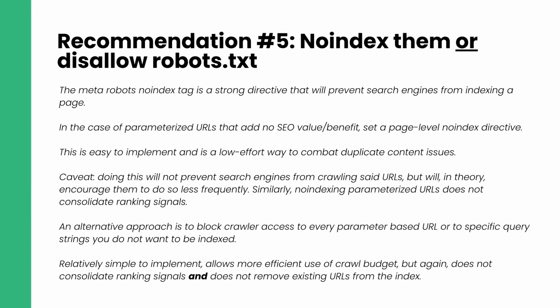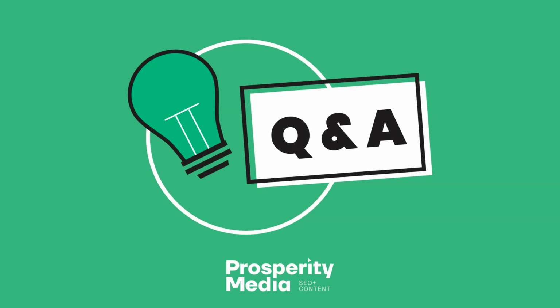Similarly, applying the noindex meta tag to the parameterized URLs does not consolidate ranking signals at all. So an alternative approach is to block crawler access to every parameterized URL or to a specific query string that you do not want indexed. Again, this is relatively simple to implement. It allows more efficient use of crawl budget, but again does not consolidate ranking signals and does not remove existing URLs from the index.